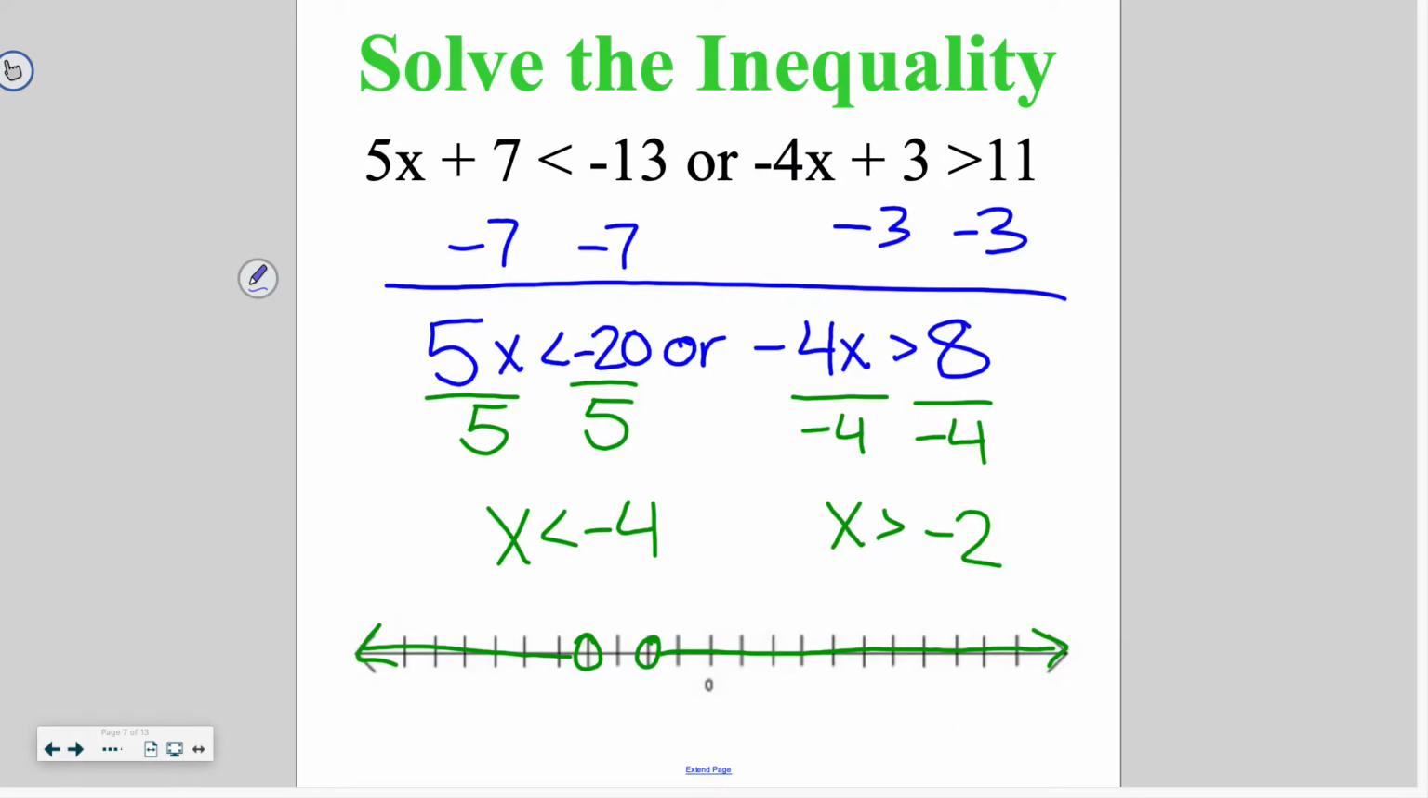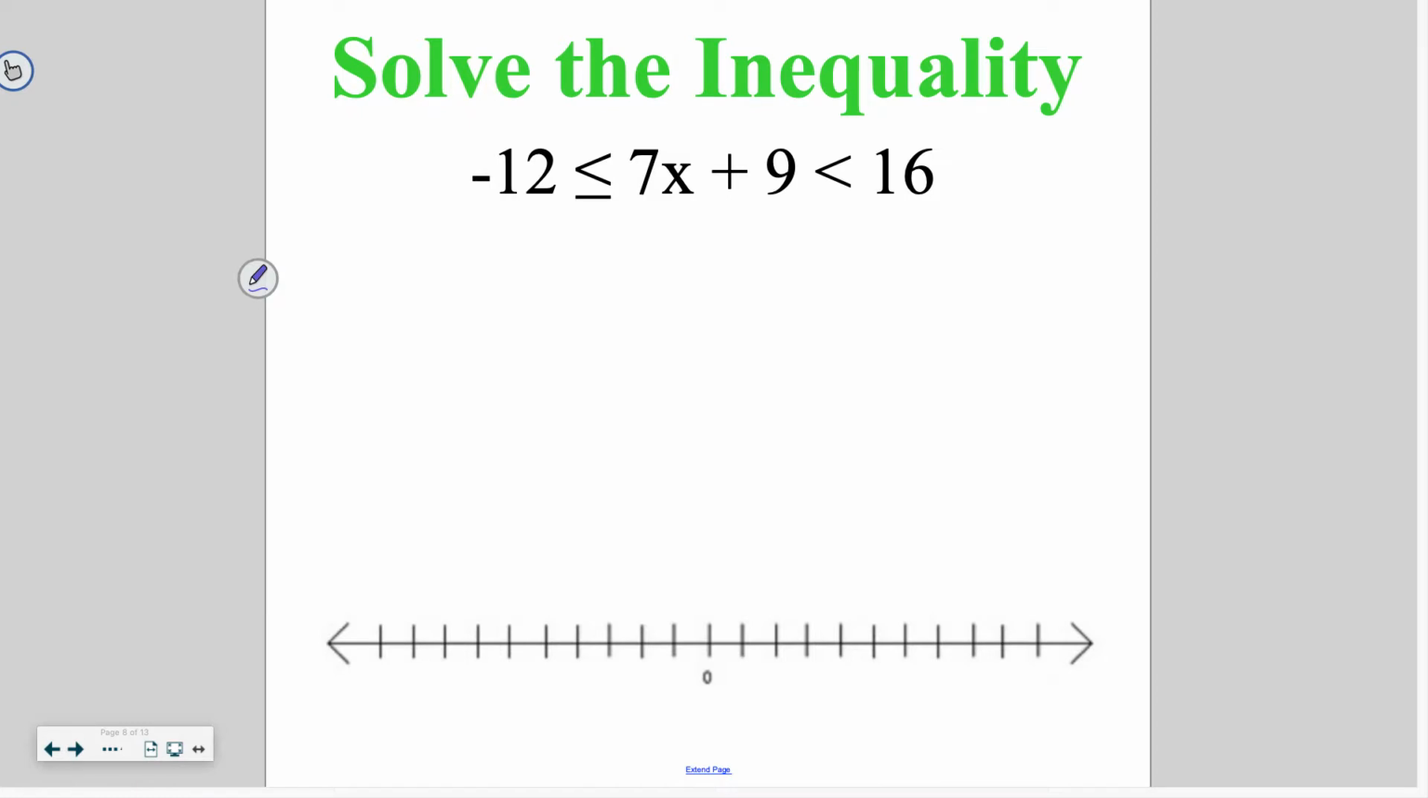So after you solve using those SAD MEP steps, you end up with x is less than 4 and x is greater than negative 2, giving you this graph. Looking at and, there are 2 different ways that this could be written out. This is the first way where it doesn't actually use the word and. It's saying negative 12 is less than or equal to 7x plus 9, which is less than or equal to 16. You could break this up into the and inequality, or you can solve it all at once.